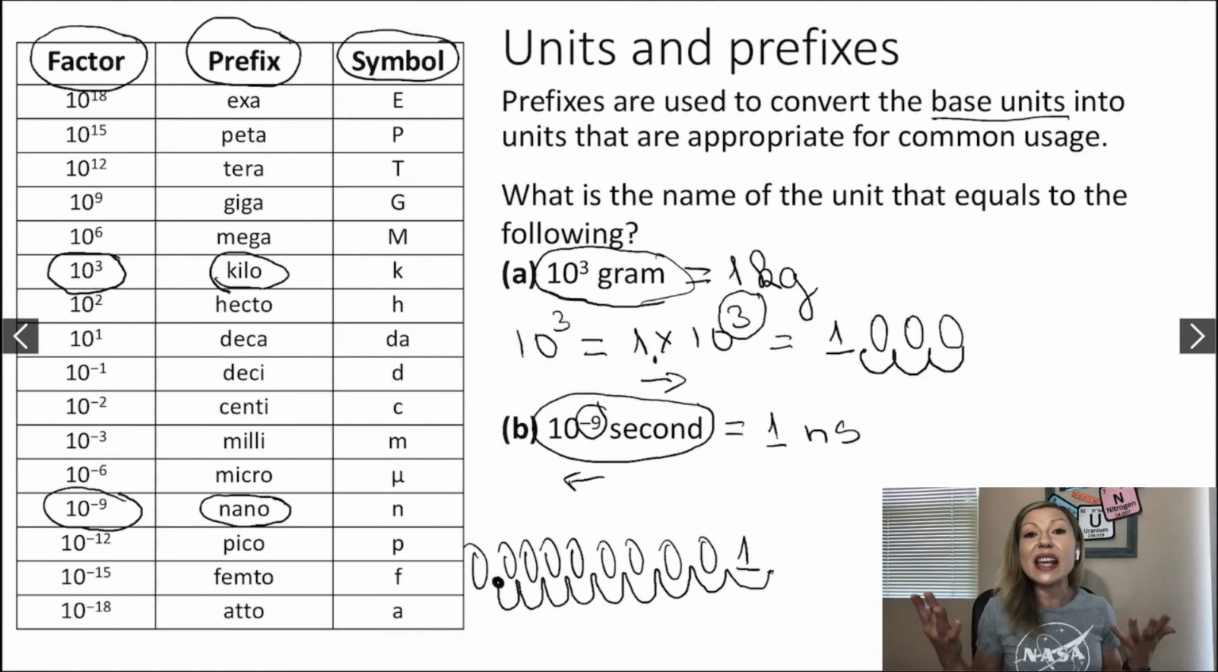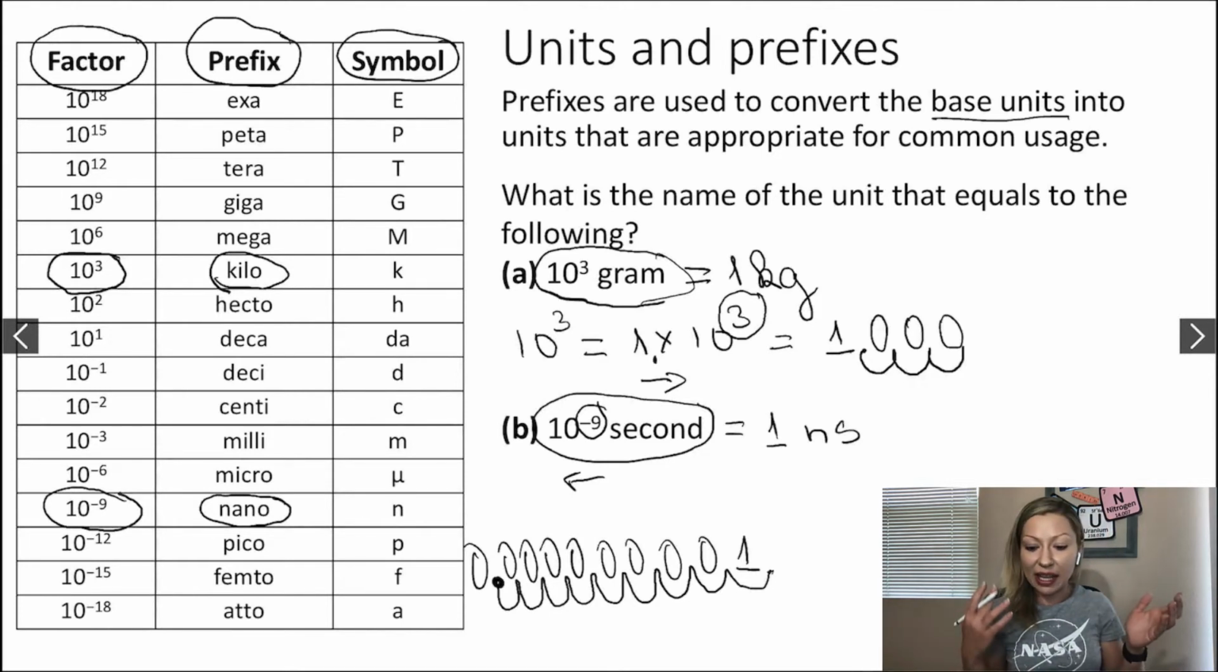Now you can see how useful scientific notation is, because when you are doing a calculation, you definitely don't want to punch this number into your calculator, right? It would be really tedious. Okay, so I hope the units and the prefixes and how to find their names make sense.